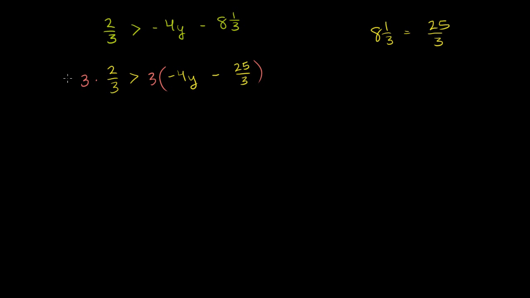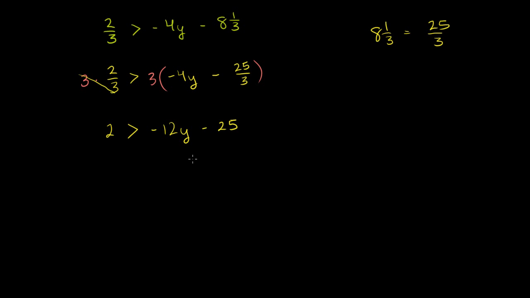Anyway, let's simplify this. So the left-hand side, we have 3 times 2/3, which is just 2. 2 is greater than, and then we can distribute this 3. 3 times negative 4y is negative 12y. And then 3 times negative 25 over 3 is just negative 25.